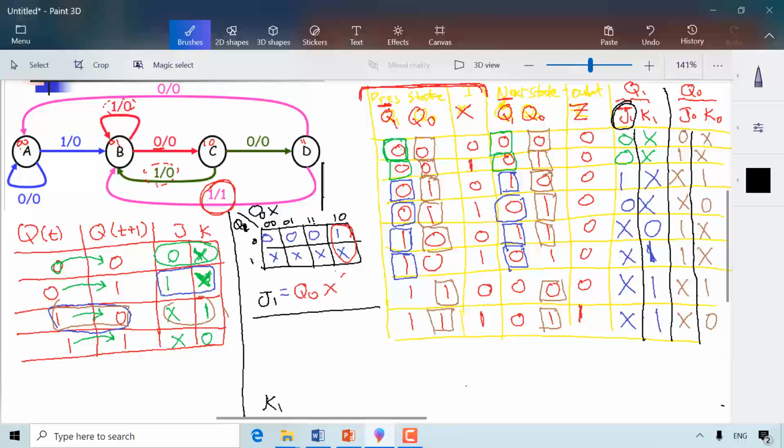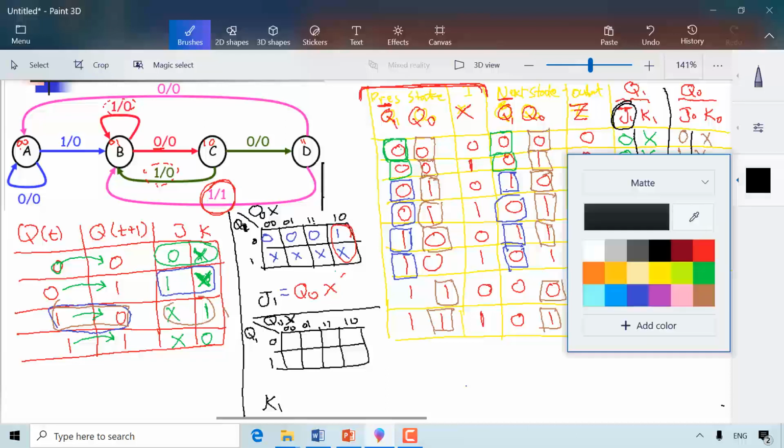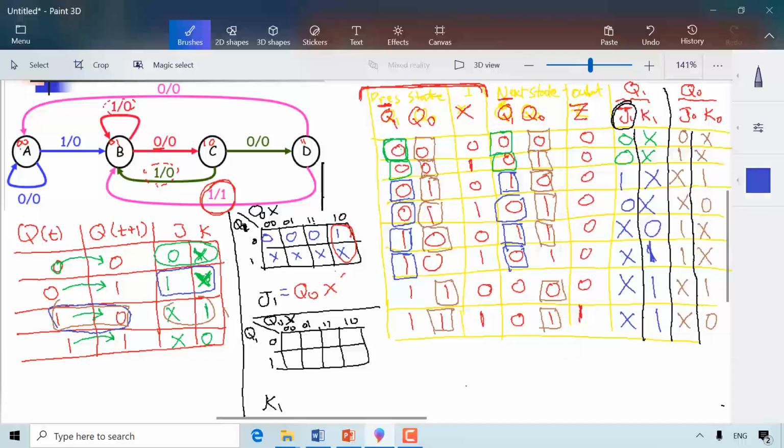Let's do now the case for K1. Okay, so for K1 again we draw the map. Here is the K map. Again, my inputs are Q1, Q0, and X. So 0, 0, 0, 1, 1, 1, 1, 0, 0, 1. Okay, so now let's get the value of K1, which is right here. This is K1.